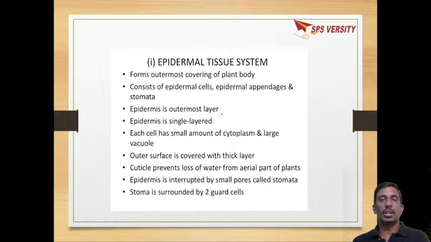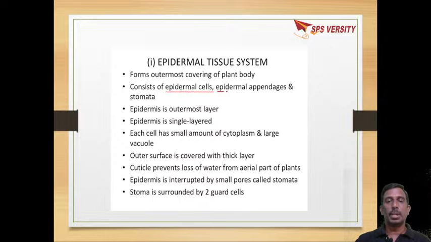Epidermis means which will cover, which is the outermost covering of plant body. So इसमें क्या रहता? इसमें epidermal cells, epidermal appendages और stomata रहता. Epi means outermost layer. In most of the plants, epidermis is single layered.